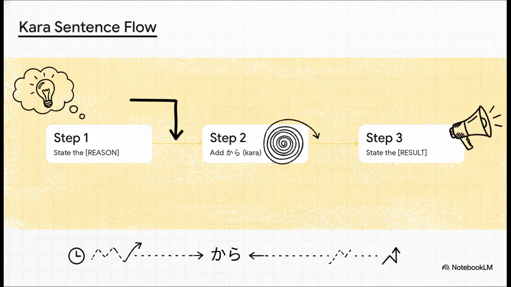It's a really simple 3-step process. First, you state your reason. Step 2, you add kara right after it. And finally, step 3, you state the result or the situation that happened because of that reason. So just lock this in. Reason, then kara, then the result. It's a simple formula, but it is incredibly powerful.